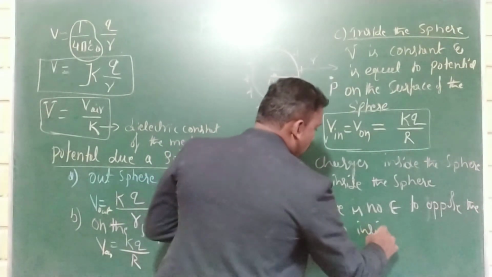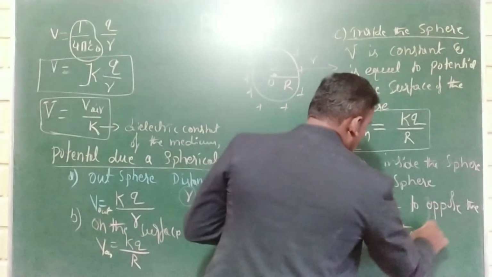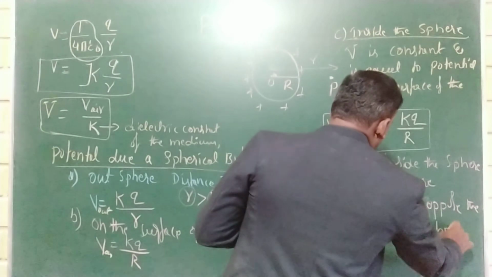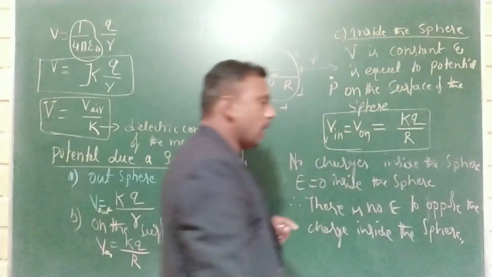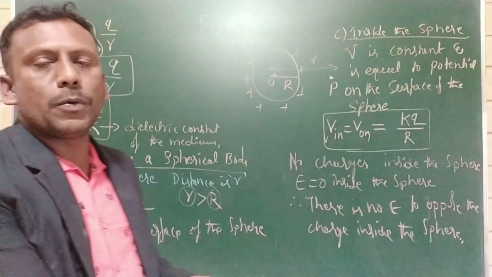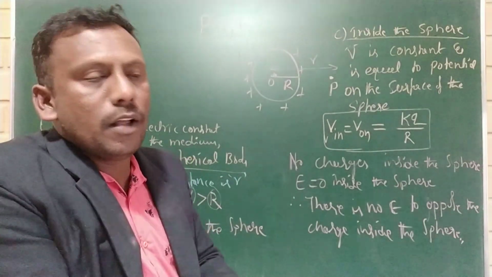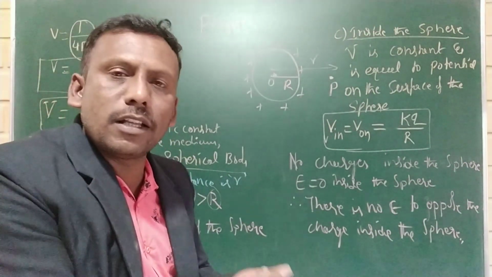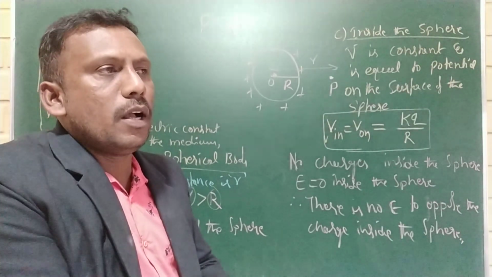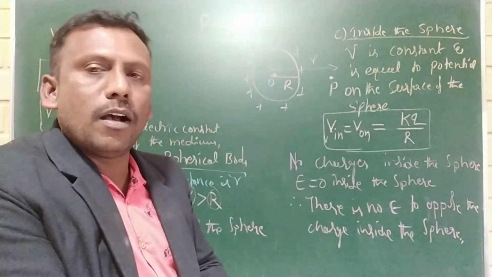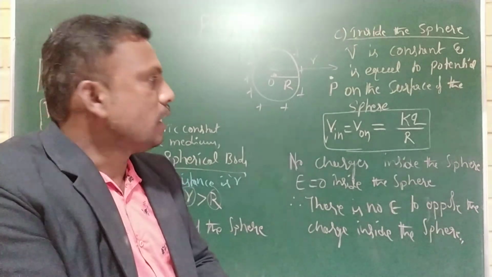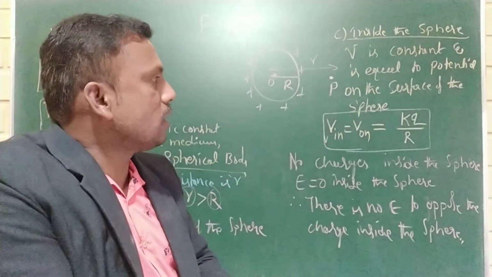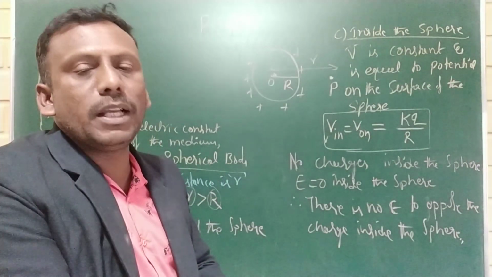Inside the sphere, there is no electric field to oppose the charge. That's why the electrostatic potential inside the sphere and on the surface of the sphere are the same. Inside the sphere it is constant, equal to KQ divided by capital R.